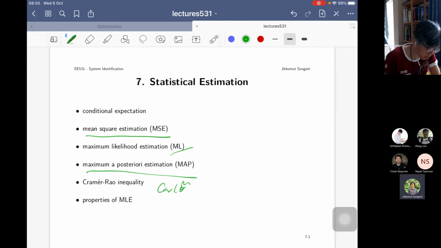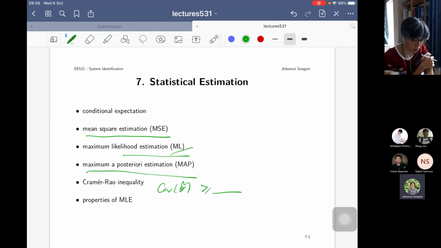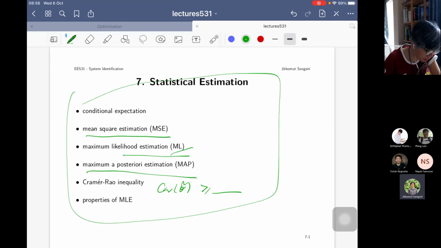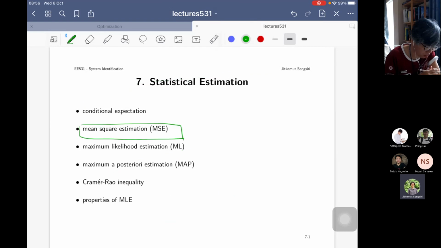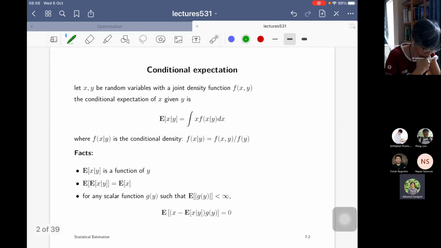It basically says something about the covariance of your theta hat. There's going to be a lower bound on that. And at the end, we will present some statistical properties of MLE, the maximum likelihood estimator, which is consistent and has a limiting normal distribution. So these are all the topics in this chapter, and in this video clip, I think we will focus on the first method, the MMSE, the minimum mean square error estimation.